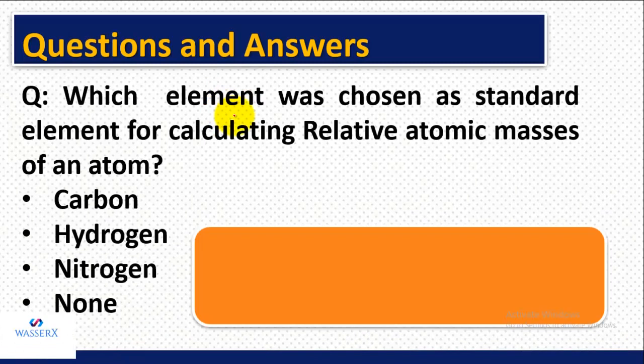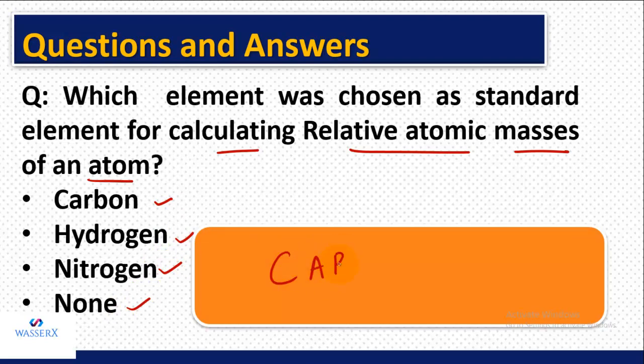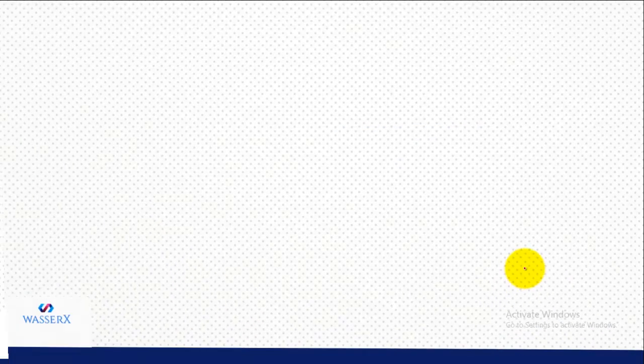Another question we have is, which element was chosen as a standard element for calculating the relative atomic masses of an atom? Which atom is there as a standard atom with which we relate the atomic mass? The options are carbon, hydrogen, nitrogen, or none of them. We know that carbon is the atom which is selected as a standard atom to relate the atomic masses. And which carbon? Carbon 12, that is carbon with 12 atomic mass.